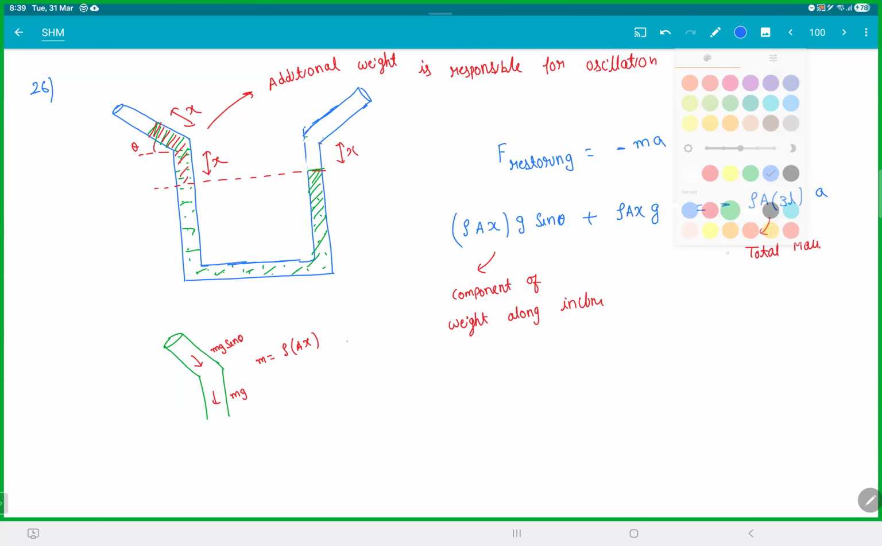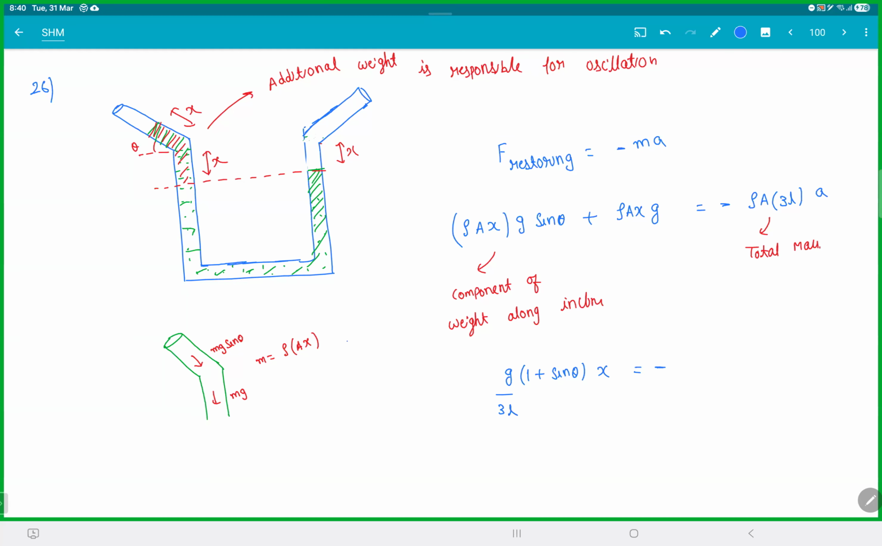Rho gets cancelled everywhere, A gets cancelled everywhere, and this would be g into (1 plus sine theta) into x is equal to minus 3L into acceleration. That's your omega square. T equals 2 pi root over 3L by g (1 plus sine theta).